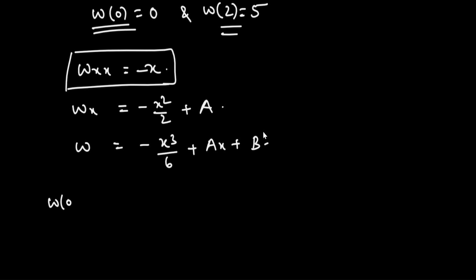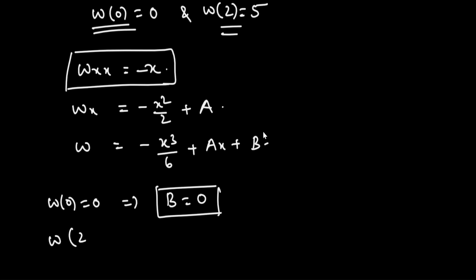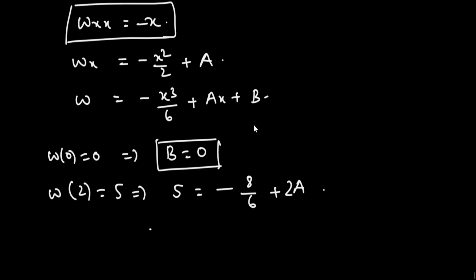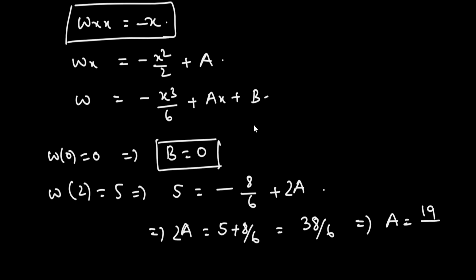So w(0) equal to 0 implies b equal to 0, and w(2) equal to 5 implies 5 equal to minus 8 by 6 plus 2a, and b is 0. So this implies 2a is equal to 5 plus 8 by 6, which is equal to 38 by 6. This implies a equal to 19 by 6.